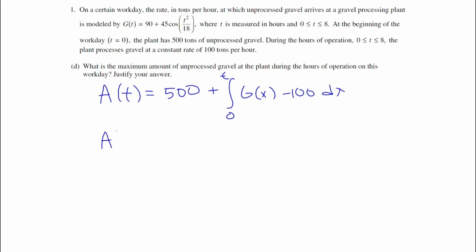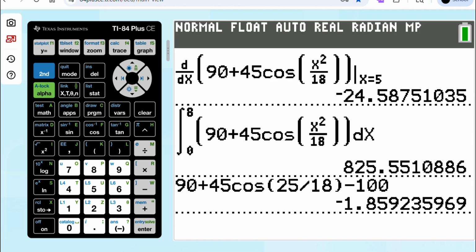Right? And we already knew that A prime of t, we already did this, was also equal to g of t minus 100. So we want to know, when does that equal 0, right? Critical values of a function tell you when it might be at a max or a min. So now we just need to graph g of t minus 100 and see when it's equal to 0.